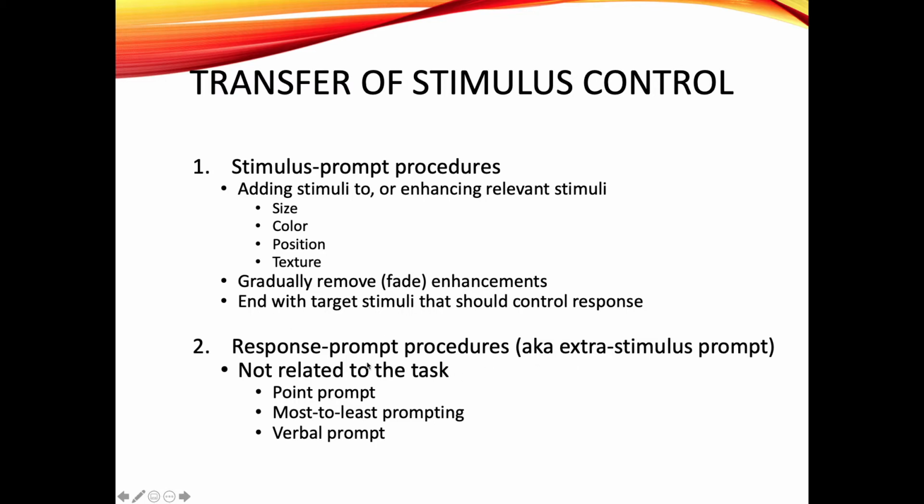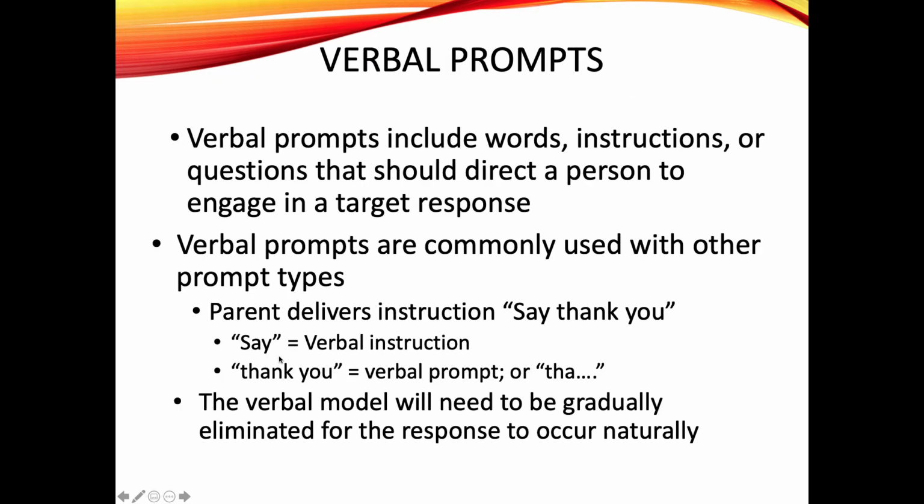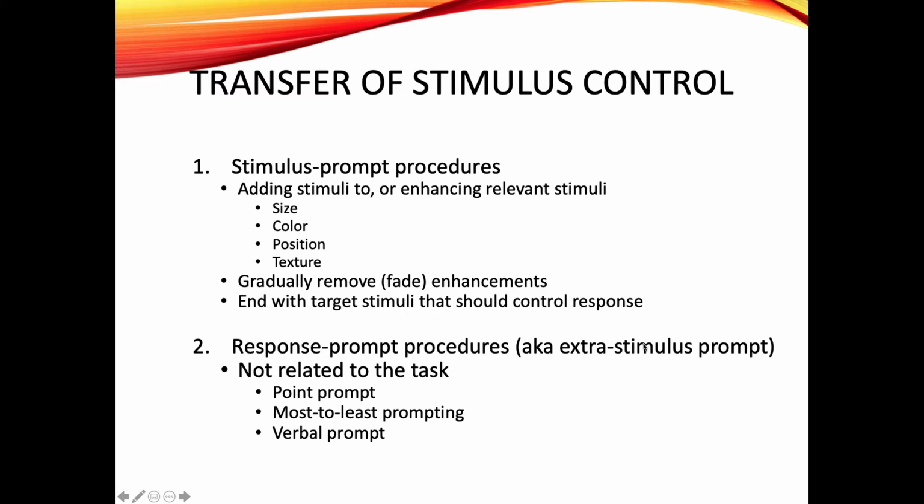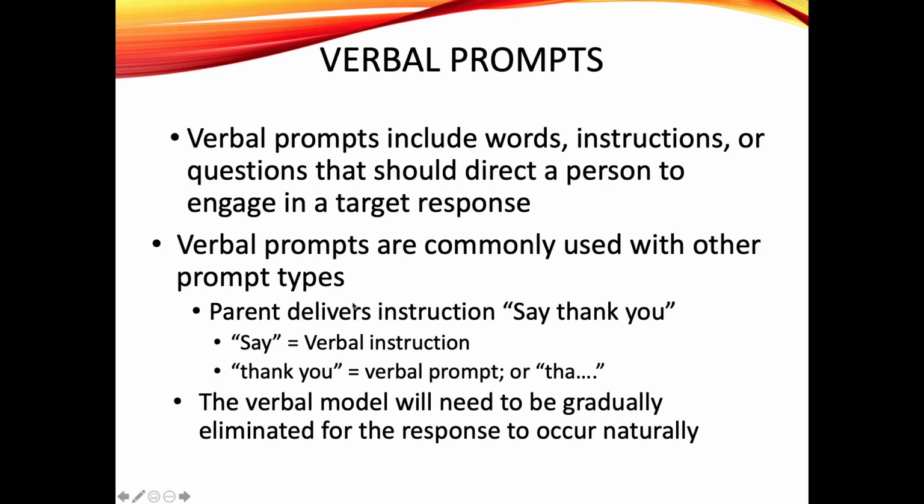The other approach would be response prompt procedures. So these are procedures that are not related to the task. So in my example of teaching a discrimination between the numbers 1 and 2, instead of enhancing the number 2, we could point to the number 2, or we could use hand-over-hand guidance to bring about the correct response, physically guide the person to point to the number 2. Those are response prompt procedures. So we're prompting a response. We're not adding prompts or enhancements to the stimuli.